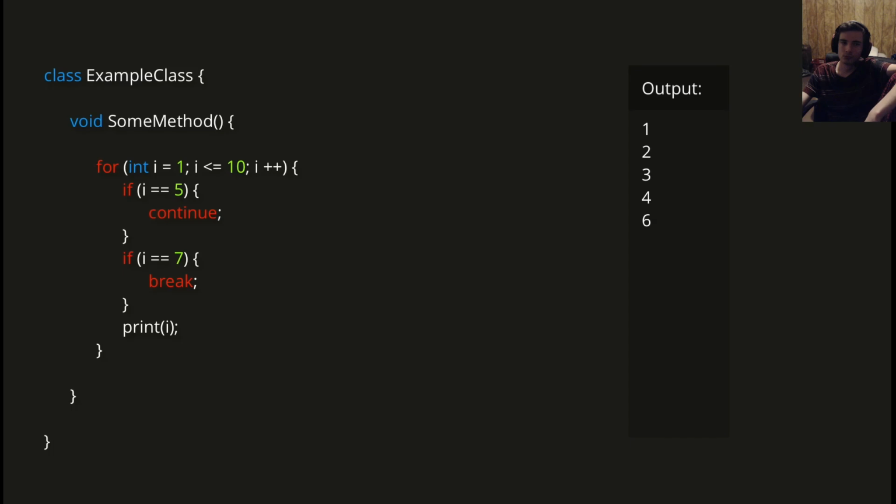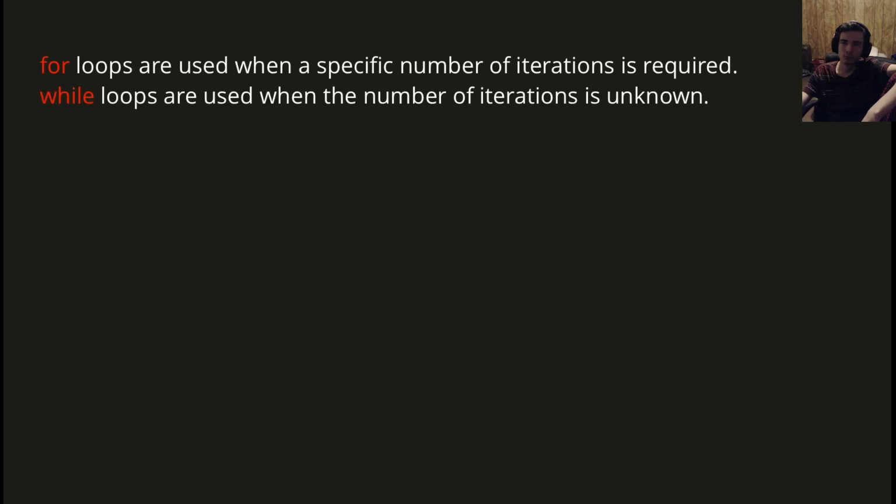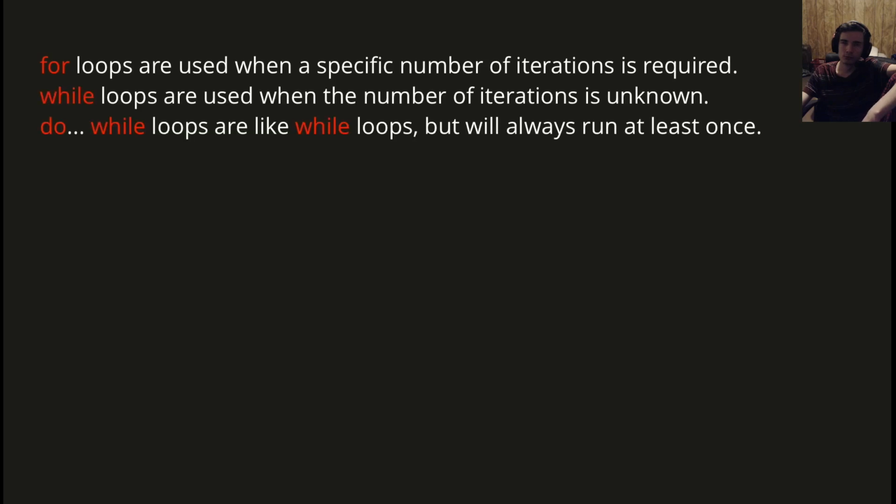Alright, to recap, for loops are used when a specific number of iterations is required, whereas while loops are used when the number of iterations is unknown. Do-while loops are the same as while loops, but the code inside them will always run at least once, even if the condition is false from the outset.